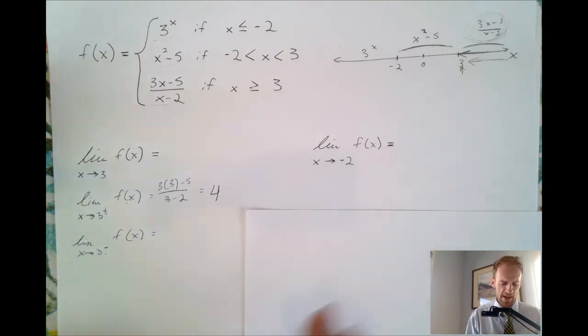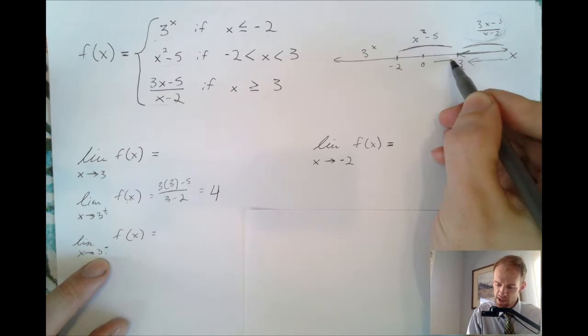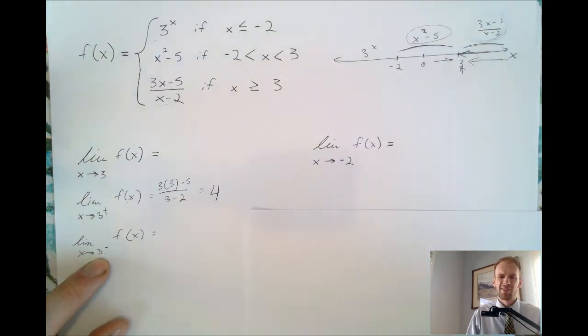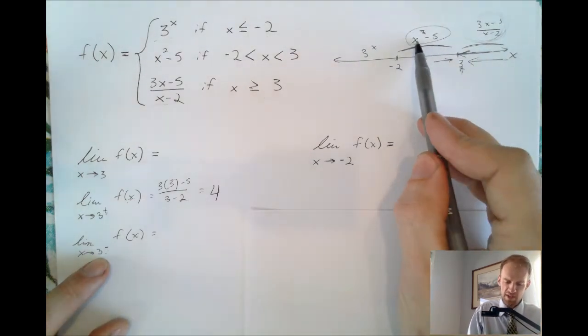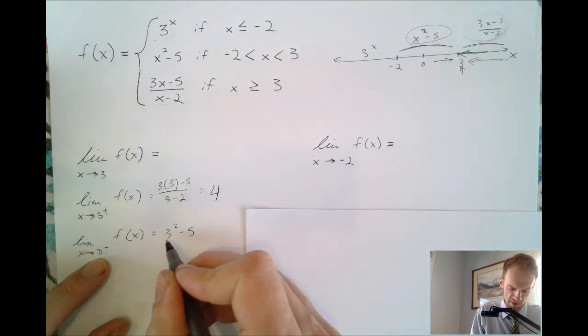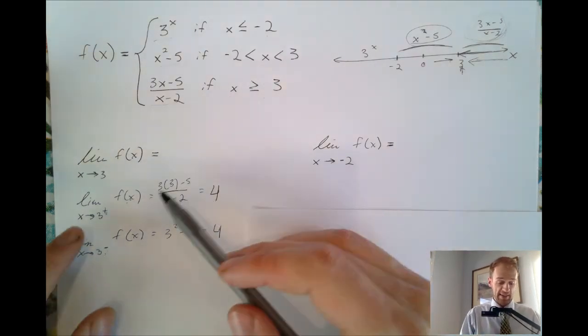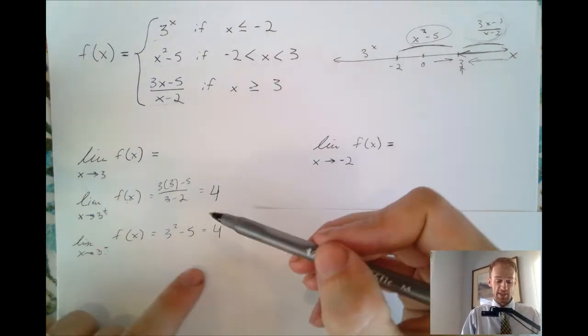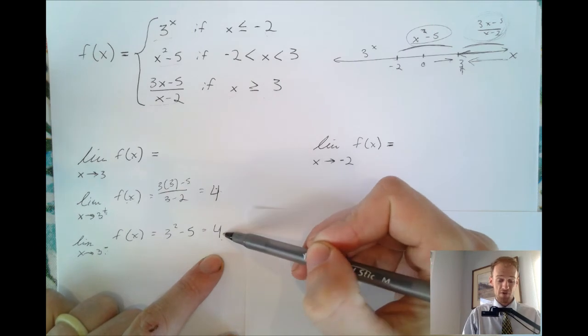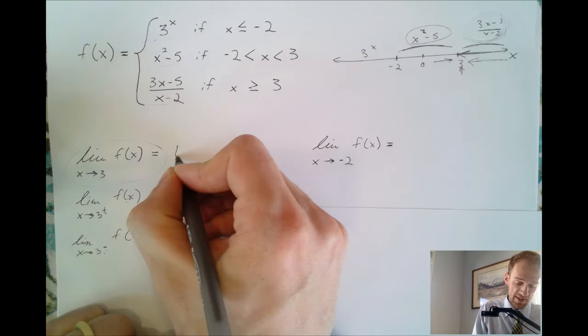Okay, now let's do from the left. As x approaches 3 from the left, now we're here, right? So I need to substitute 3 here. So that is 3 squared minus 5. 3 squared is 9, minus 5 is indeed 4. So we have a left-sided limit and a right-sided limit that equal the same value. Therefore, the limit as x approaches 3 of our function is positive 4.